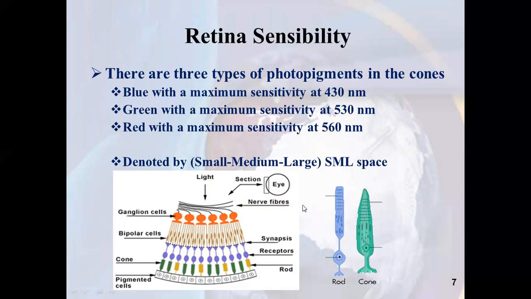These are the shapes of rod and cone. Rods, we have 10 million. They just differentiate the object, see the object whatever its color, and this is a cone. We have 3 types of cones: red, green, and blue. Okay, this is the light that comes. These are the cones, these pigment cells, these rods, these are the photoreceptors, these are the synapses to the nerve fibers.